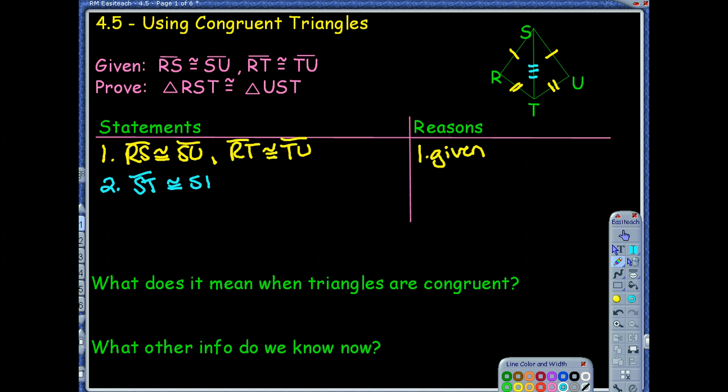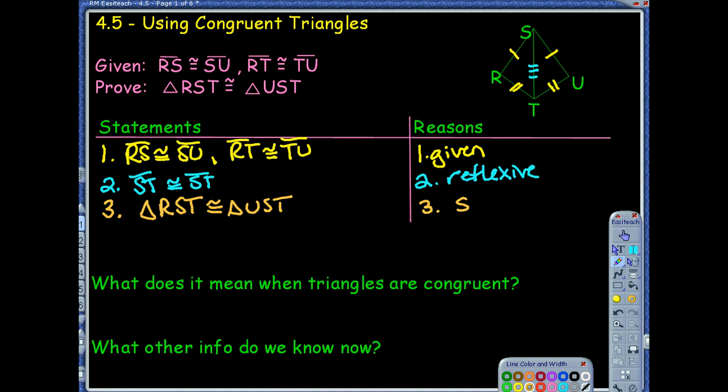And once we have those three congruent statements, what does that tell us? Well, I know then the two triangles are congruent, so I can go ahead and end my proof and say triangle RST is congruent to triangle UST. And my reason would be side, side, side. All right. Easy enough proof, right?